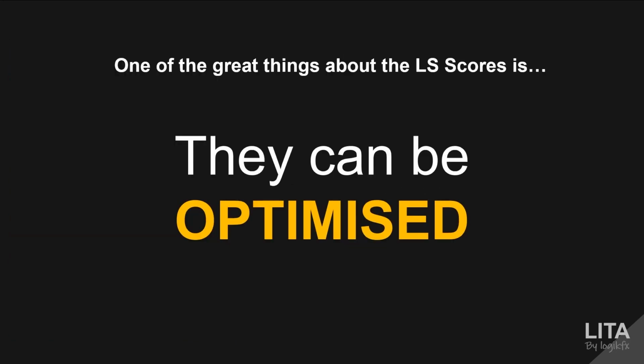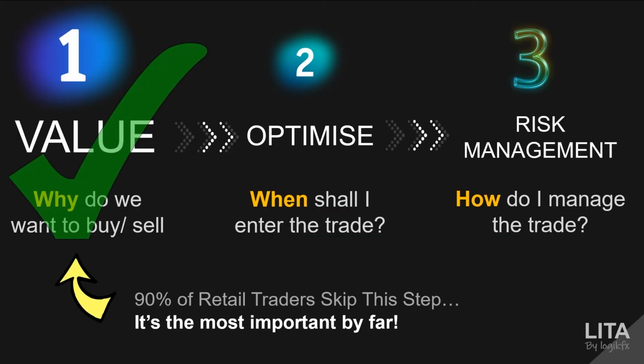Now, one of the most beautiful things about the logic strategy scores is that they can actually be optimized. So what this means is after you've got those scores working for you, you can then optimize the particular trades to actually increase the profit you can make. And as you've already seen, the non-optimized examples work extremely well already. But if you want the absolute maximum profit from your trades, then optimization is the way to do it. Now, the optimization phase is the second part of our strategy plan.